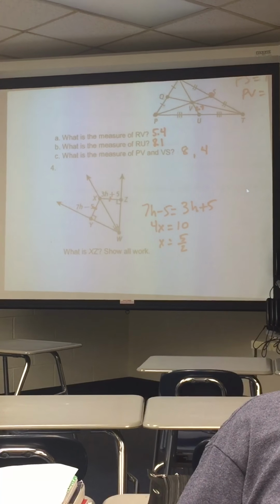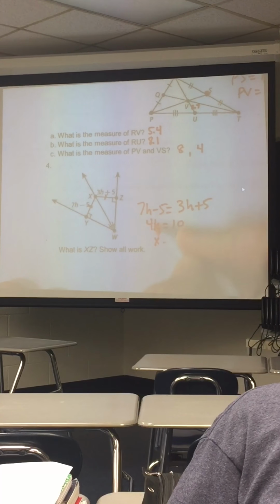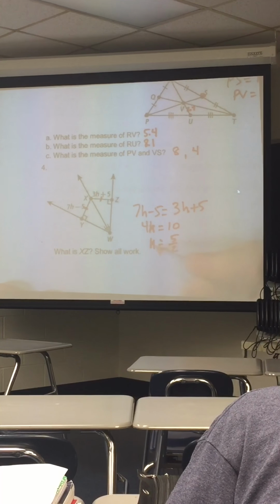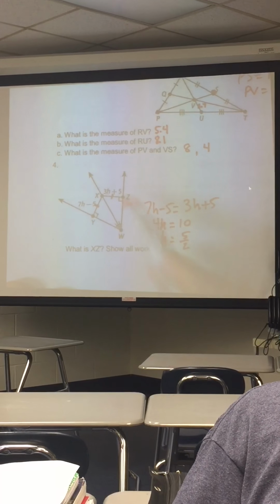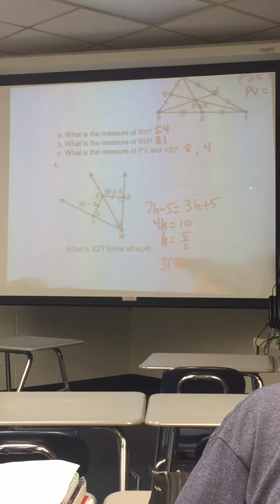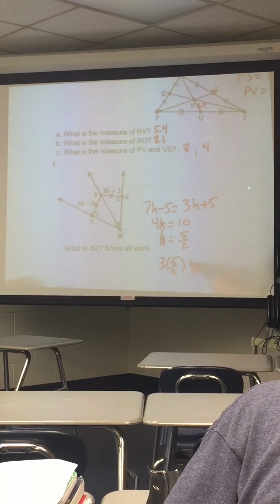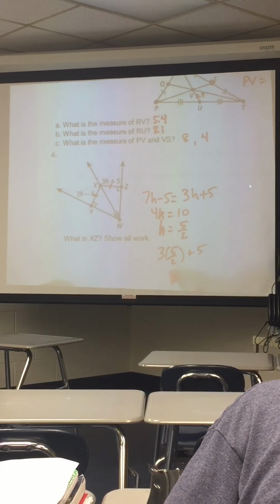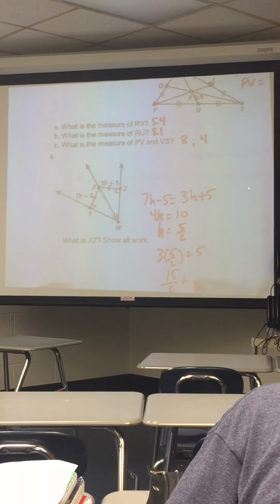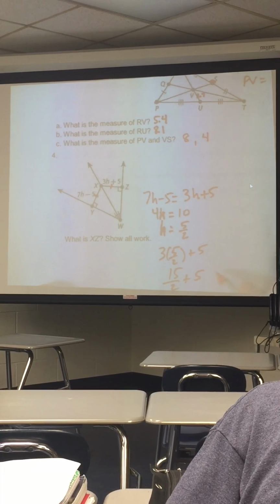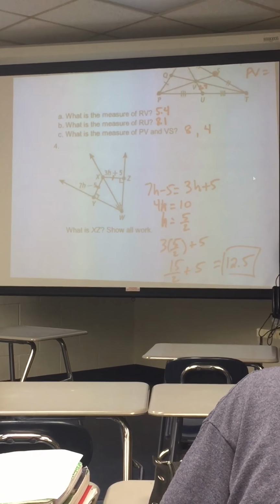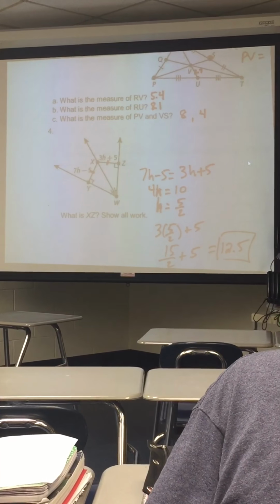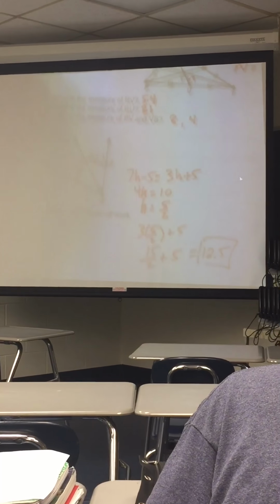Now, if I plug h in for XZ, I have 3 times 5 halves plus 5, 15 halves plus 5, and we end up with 12.5. Questions on number 4?